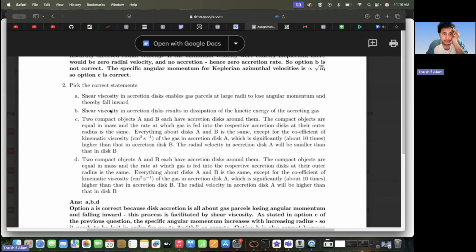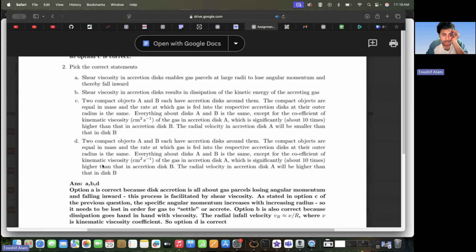Correct statement. Again, a similar question we already came across. Shear viscosity in an accretion disk enables gas parcels at large radius to lose angular momentum. That is correct by definition. Option C.